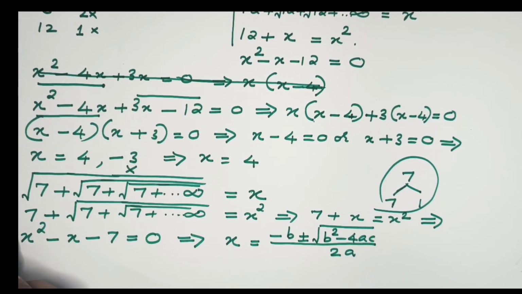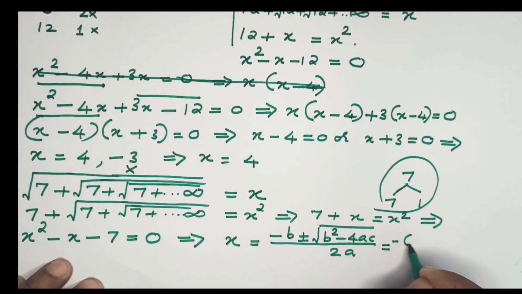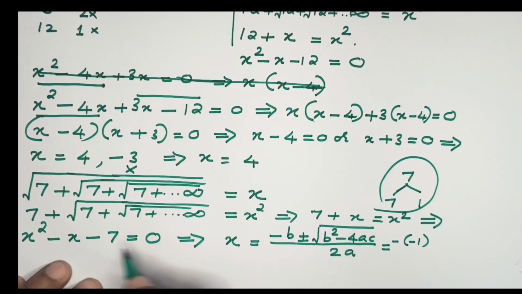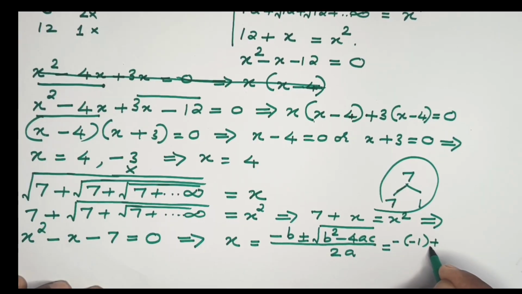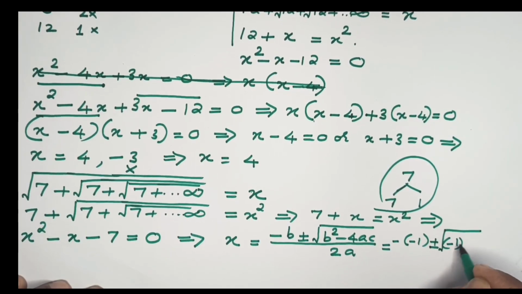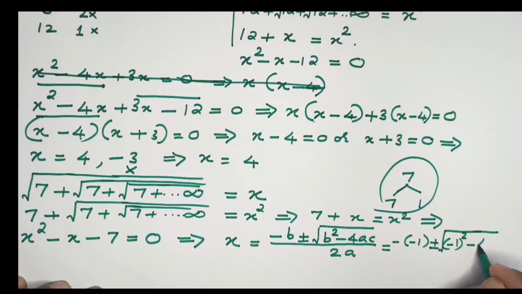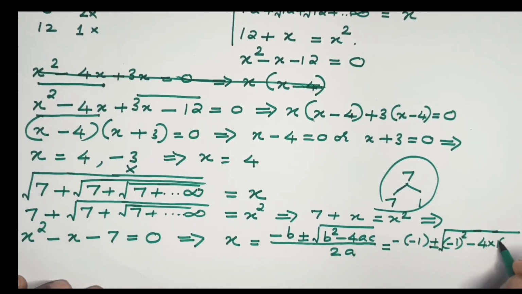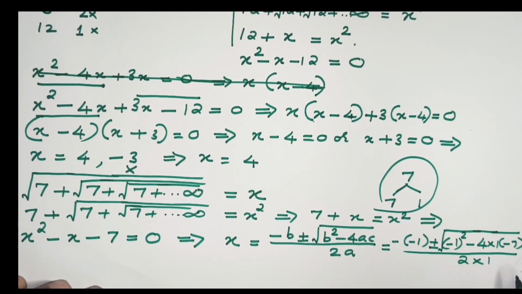A is the coefficient of x square, which is 1. B is the coefficient of the second term x, which is minus 1, and C is the constant term, which is minus 7. Just substitute those numbers here. So minus 1, because B is minus 1, plus or minus the square root of B square, that is minus 1, the whole square, minus 4 times A, which is 1, times C, the constant term, which is minus 7. The whole divided by 2 multiplied by 1.